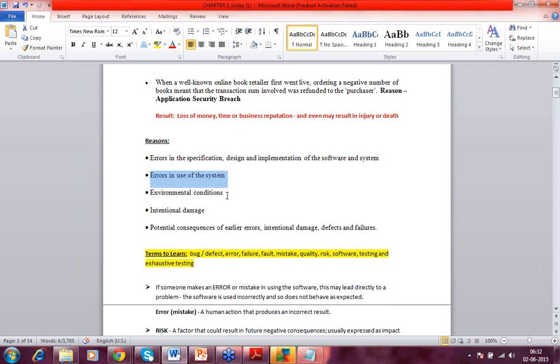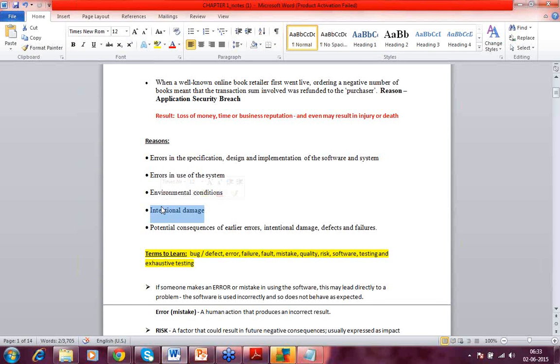It could be the environmental conditions, the environments in which we operate this software. And it could be intentional damage. It could be that there are some hackers who are consistently trying to hack your systems, because yours is one of the repeated software or products in that particular field, and somebody is trying to intentionally damage your software, and because your system does not provide proper security, that could create a problem.